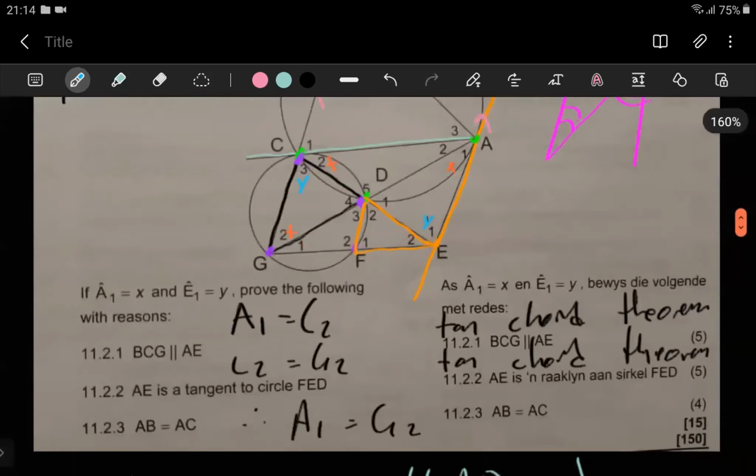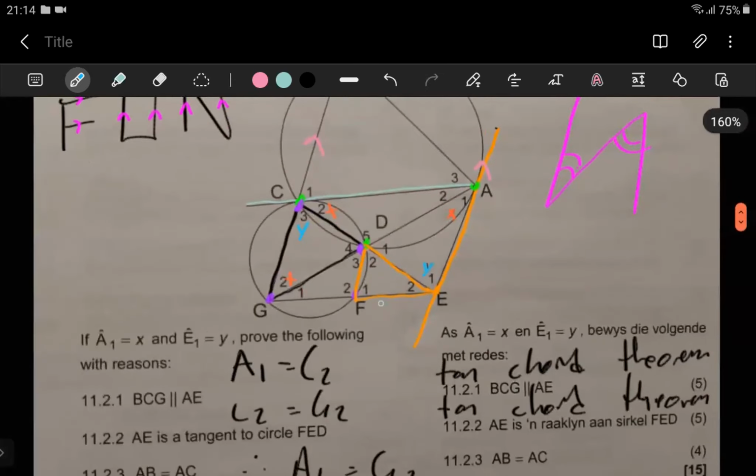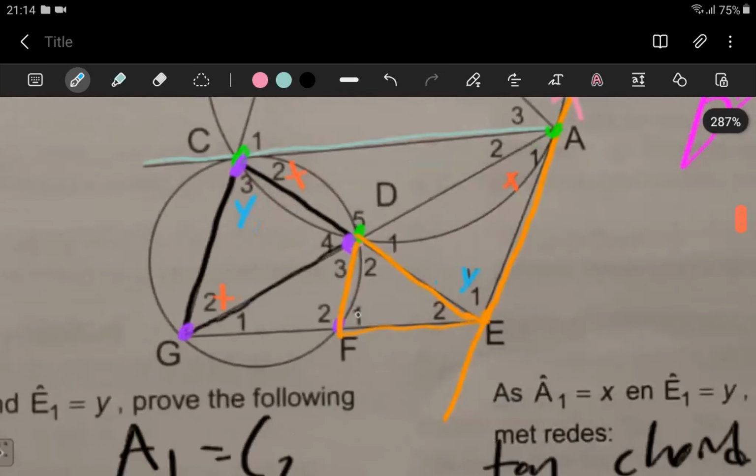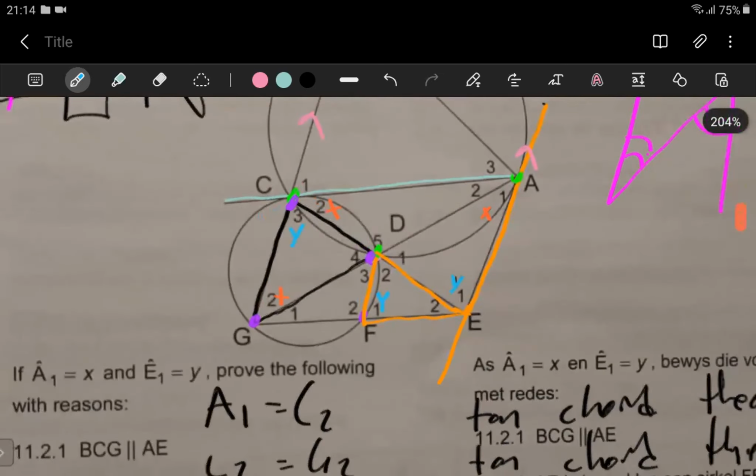That's fine. So now we need to see. You see how easy it is for us to say that this is also equal to that. Why are these two equal to each other? Because they are. But then what's the reason that you're seeing here? F1 is equal to C3. But then what's the reason?